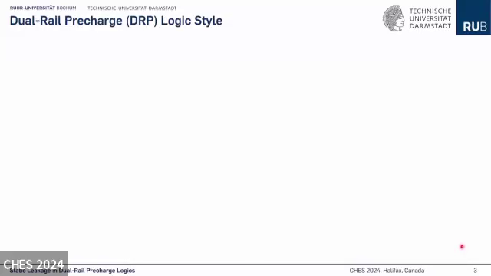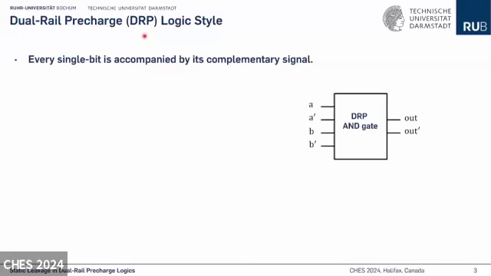This work discusses the dual rail pre-charge logic, also known as DRP logic style. In DRP logic, every single bit is accompanied by its complementary value. Here you see an example of a DRP AND gate that receives two signals A and B and their complementary value as dual rail inputs and generates a dual rail complementary output.